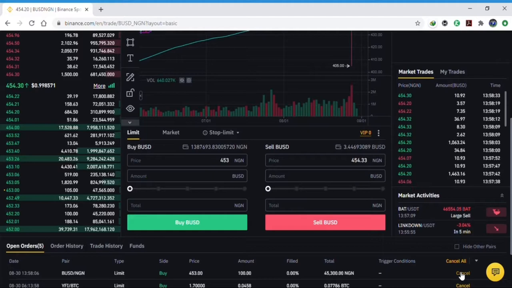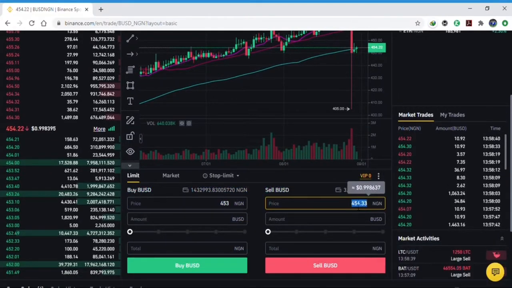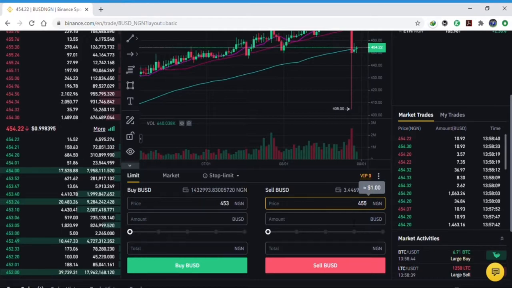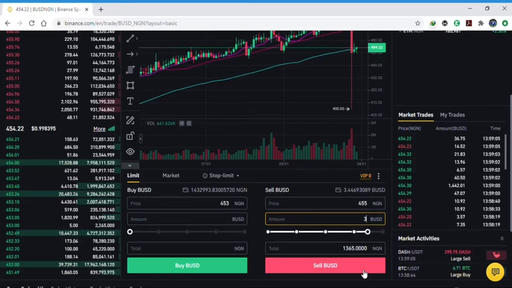I don't think I have enough BUSD to sell, but it's the same process basically. You can put your, okay, I want to sell my BUSD at 470. Let's say 455. So I'm selling BUSD for Naira now, and what do I have? I just have three. I don't think Binance will allow it, but 3 BUSD at 455 will give me 1,365 naira. So I think the minimum transaction on Binance is barely $10. Yes, $10 US.